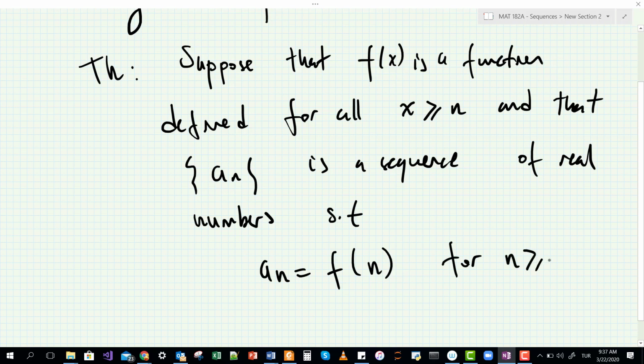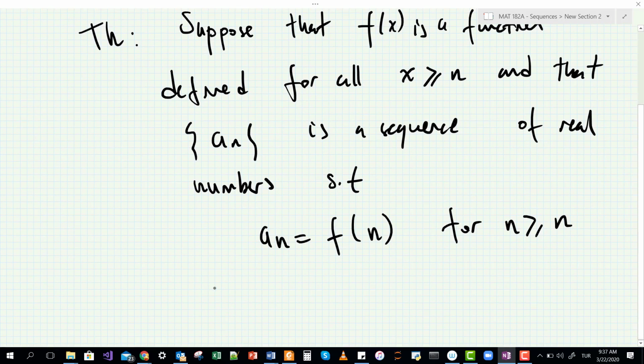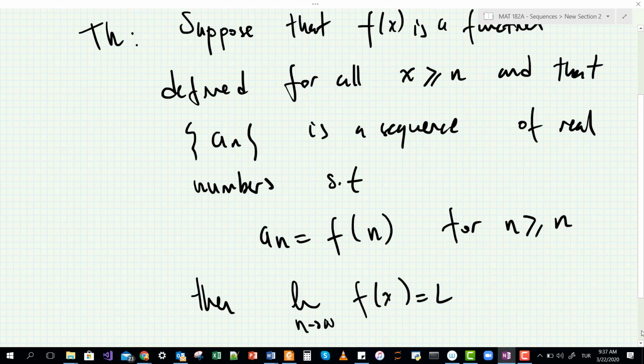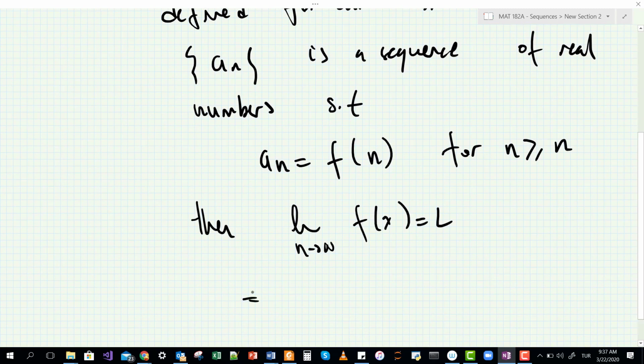Under this assumption, I can show it to you. Of course, we are not going to prove it. If the limit of f of x is equal to L, then the limit of my sequence is going to be L as well.